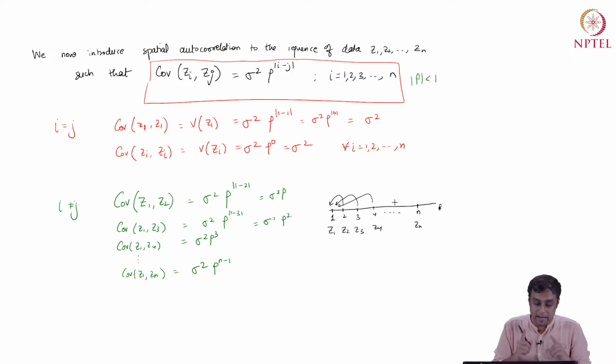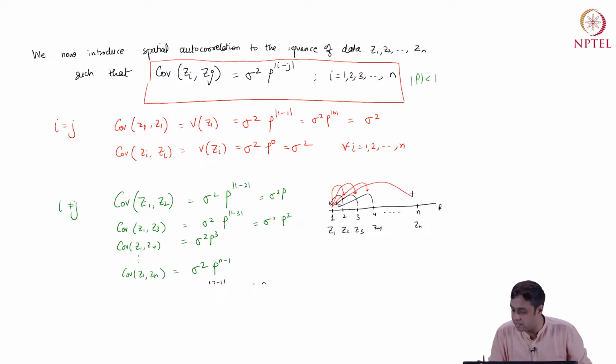Similarly, realize that I also have the covariance of Z2 and Z1, which is also sigma squared rho to the 2 minus 1, which is equal to sigma squared rho. So the idea is there is also a spillover in the opposite direction for all the values.